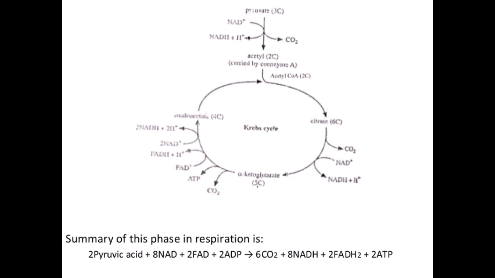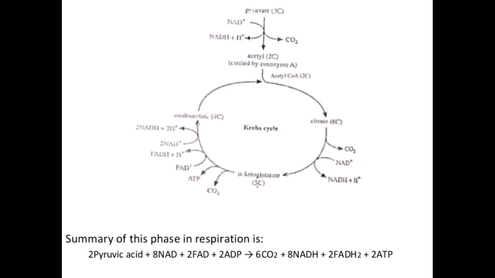Pyruvic acid changes into acetyl coenzyme A, then acetyl coenzyme A combines with oxaloacetic acid to form a 6 carbon atom molecule, that is citric acid. Citric acid very soon changes into alpha ketoglutaric acid, and a series of reactions finally produces oxaloacetic acid.